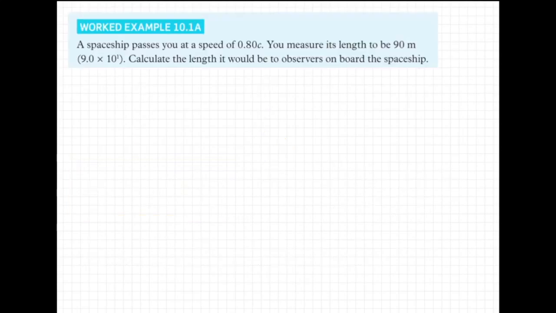Here we go. A spaceship passes you at a speed of 0.80 c. You measure its length to be 90 meters. Calculate the length it would be to observers on board the spaceship. This is tricky because of this language. This language is common, so let's establish what this means.